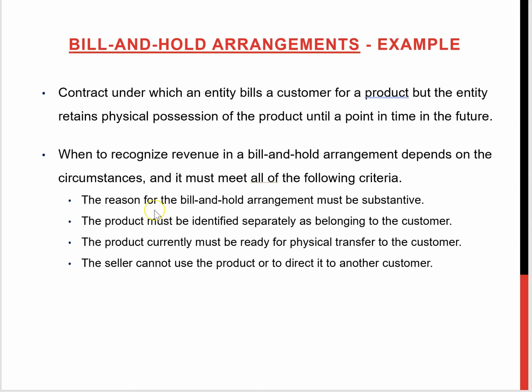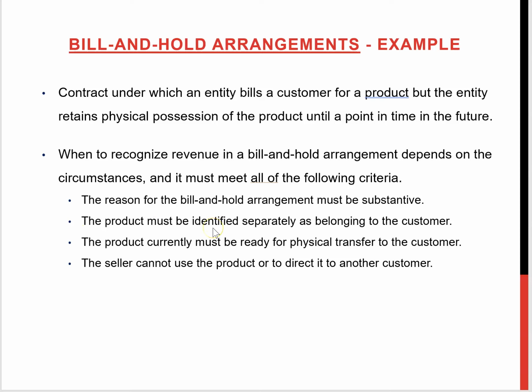For example, you have to check what is the reason for this buy and hold. Is this reason really substantive, really valid? Because there might be a scenario that you sold the products, but the buyer does not have enough space in their warehouse or storage, and that's why for temporarily or for a certain time period, the buyer is still holding or retaining the product. It's a reasonable and valid situation.